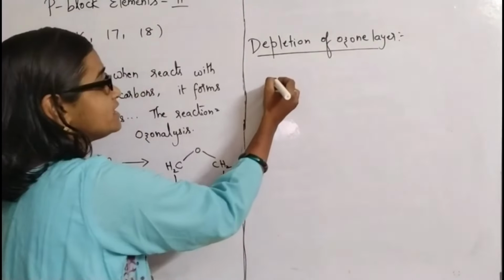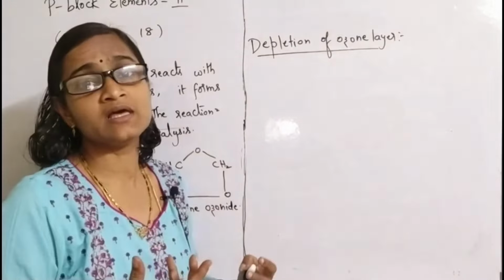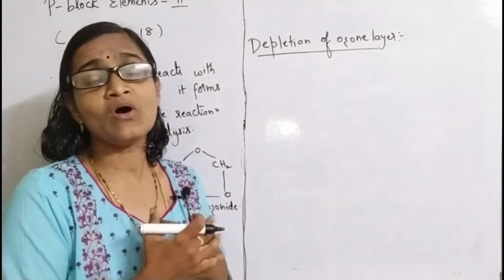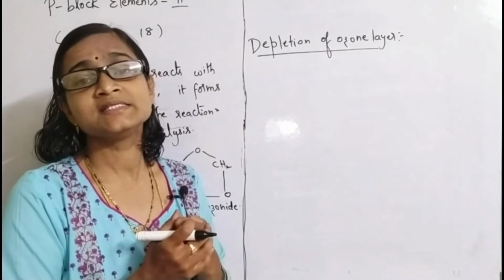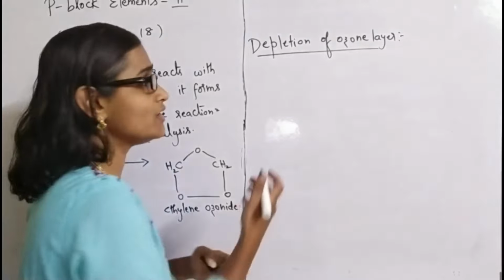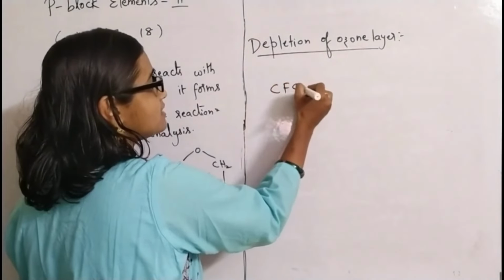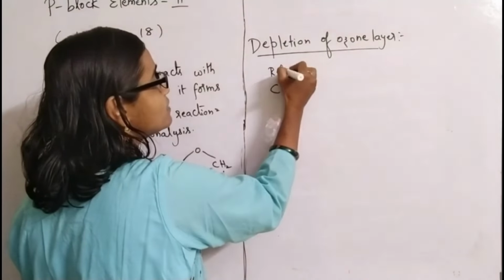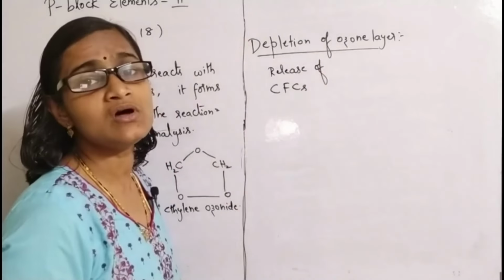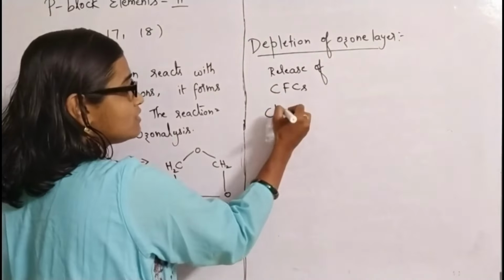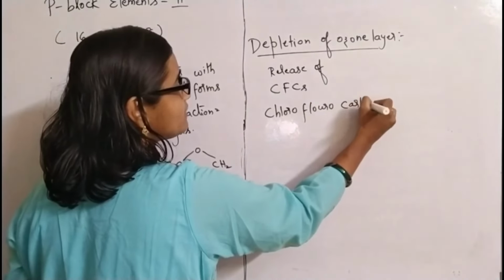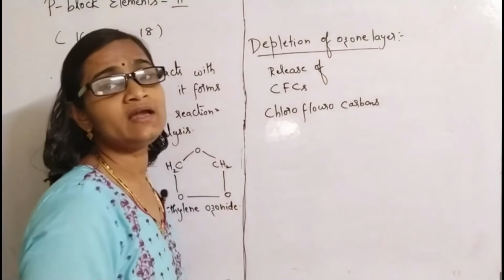Because of the release of certain aerosol sprays we are using. We are using ACs, fridges and all. From all these electrical appliances, they release certain poisonous substances called CFCs, chlorofluorocarbons. Because of the release of CFCs into the atmosphere, the ozone layer is getting depleted.